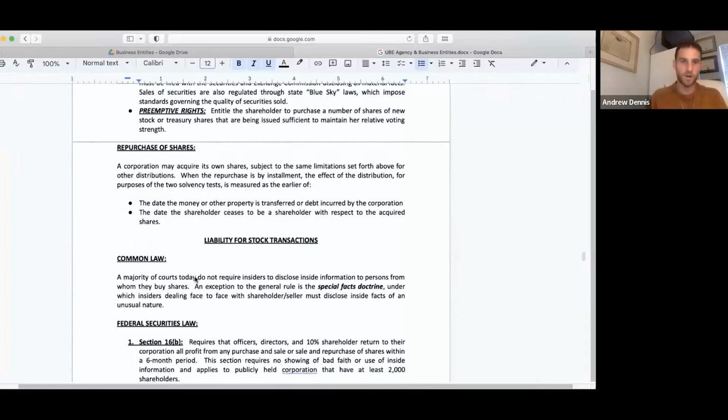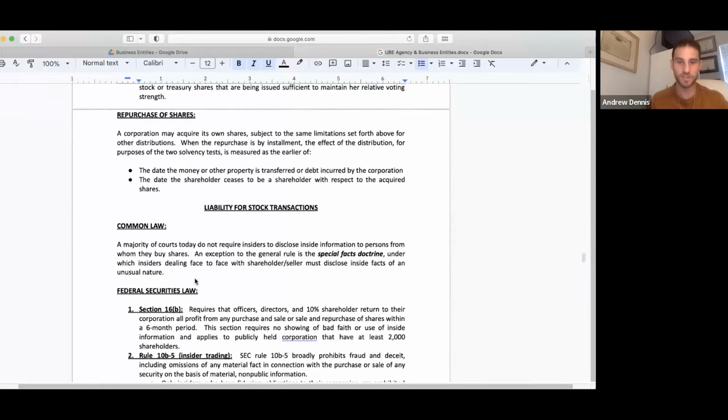A corporation may acquire its own shares subject to the same limitations set forth above for other distributions. When the purchase is by installment, the effective distribution for purposes of the two solvency tests is measured as the earlier of the date the money or other property is transferred or debt incurred by the corporation, or the date the shareholder ceases to be a shareholder with respect to the acquired shares. It's just a kind of a point of law.